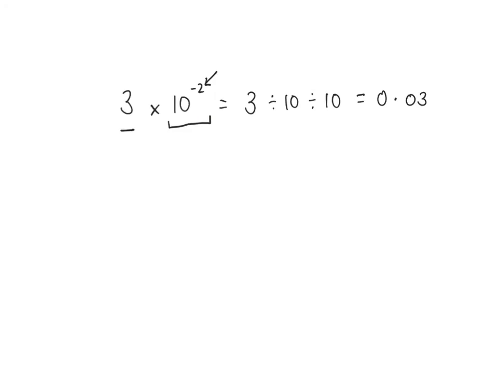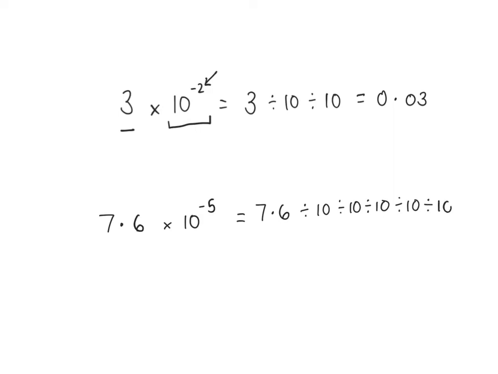Let's try a different one. 7.6 multiplied by 10 to the negative 5. So what does that sum actually mean? It means 7.6, and what did we say negative powers mean? They mean I'm going to divide by 10. How many times am I going to do it? I'm going to divide by 10 5 times.